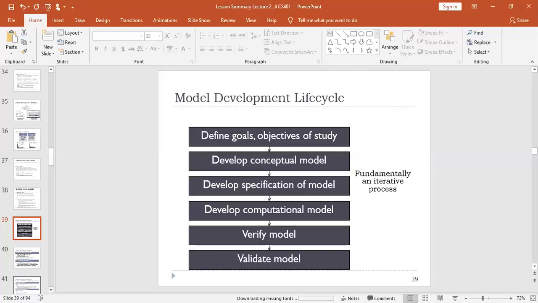Then the next stage is to develop what? A computational model. The computational model is the implementation of the numerical model on the computer. When we talk about a computational model, we are talking about the simulation model on the computer. Once you have developed it, you need to verify. Anytime you run a program on a computer, you need to check to be sure that the program is what you are expecting. So you do some debugging.